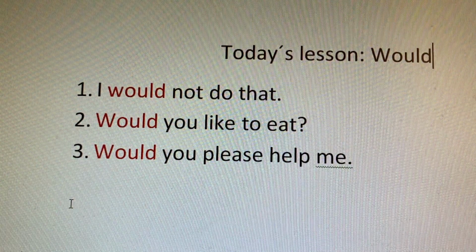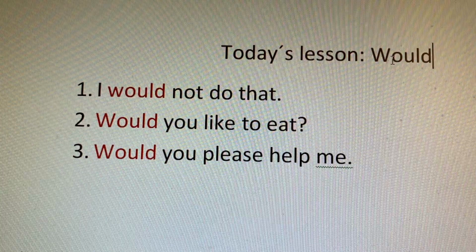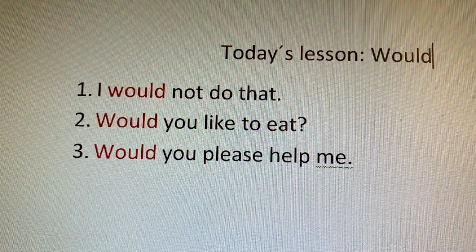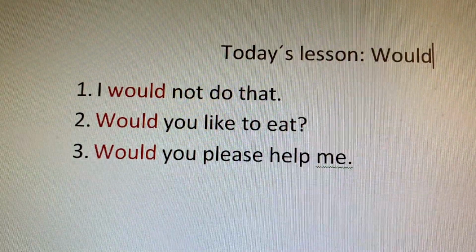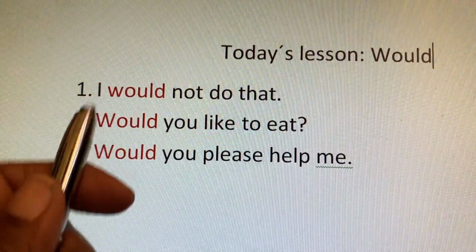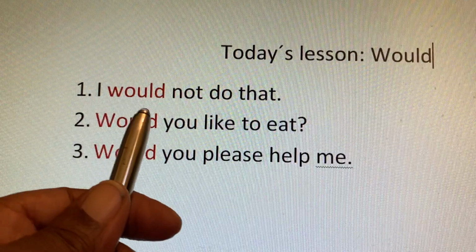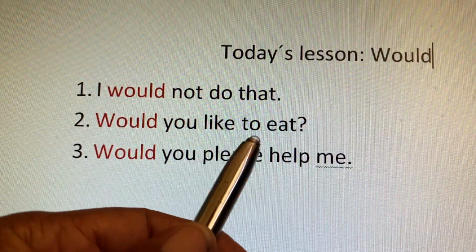Hola, clase. Today's lesson is the word would. So, we're working on words that are not found in the Spanish dictionary. We say, I would not do that if I were you.